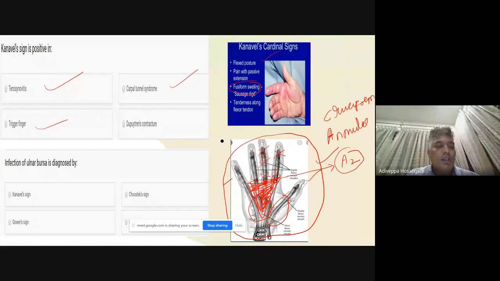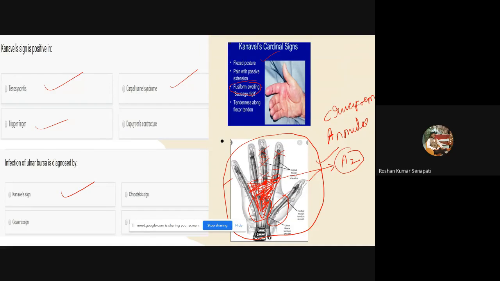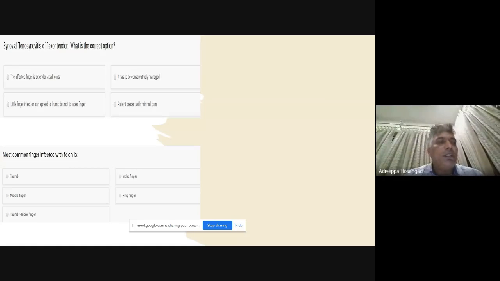Infection of the ulnar bursa is again diagnosed by the Kanavel sign. Please remember, the ulnar bursa, as I said, is a part of the tendon tenosynovial sheath. The answer is again Kanavel sign. Okay. So, tenosynovitis of flexor tendon.